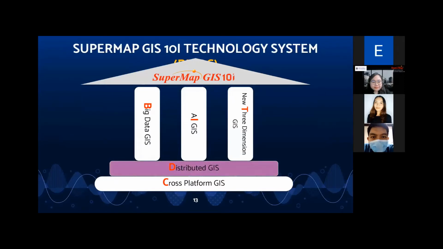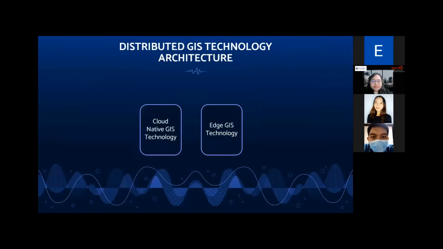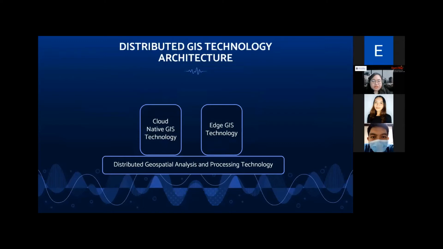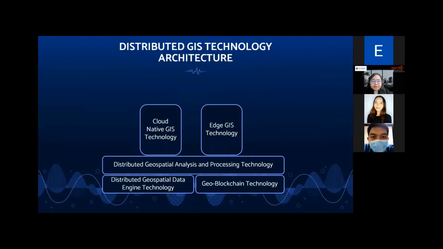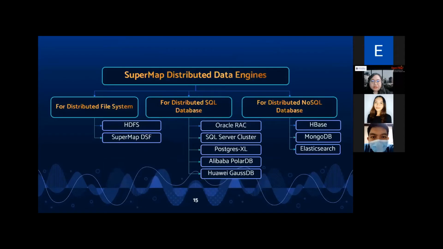The distributed GIS mainly has these 5 technologies. They are the Cloud Native GIS, SGIS, Distributed Spatial Analysis and Processing, Distributed Spatial Data Engine, and GeoBlockchain. Distributed Spatial Analysis and Processing and Distributed Spatial Data Engine are related to the big data technology. The GeoBlockchain is one of the new features that we released on the newest version of our product, which integrates a blockchain technology to enhance the GIS capability. And the Cloud Native GIS and SGIS are both related to the Cloud GIS.